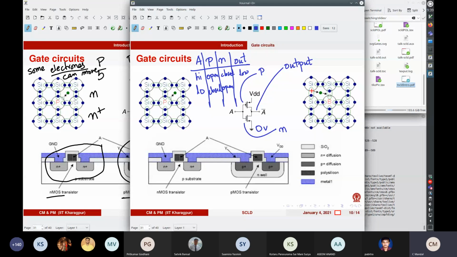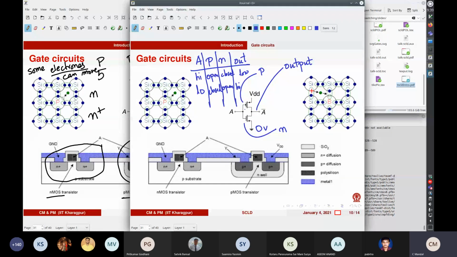And the output, so you have a conducting path between the VDD and the output, so it is going to go high. So that is basically how this inverter is working. So it's an inverter, as you can see, if the input is high, the output is low, if the input is low, the output is high. So that is the basic working of an inverter.